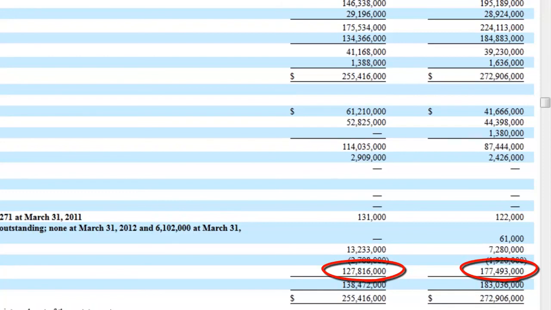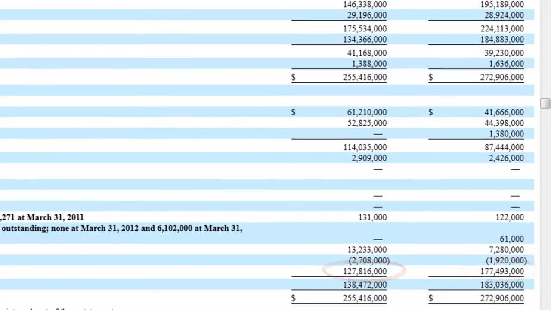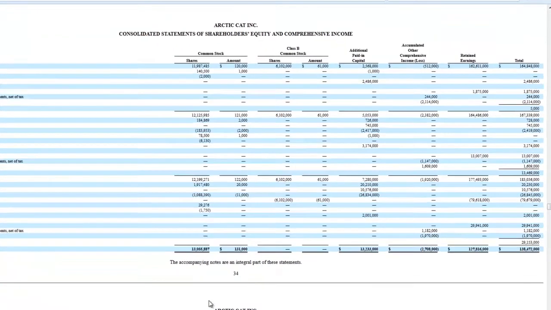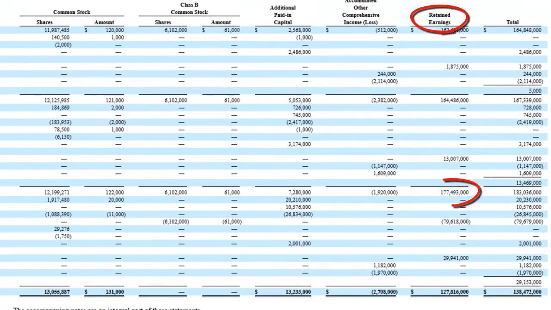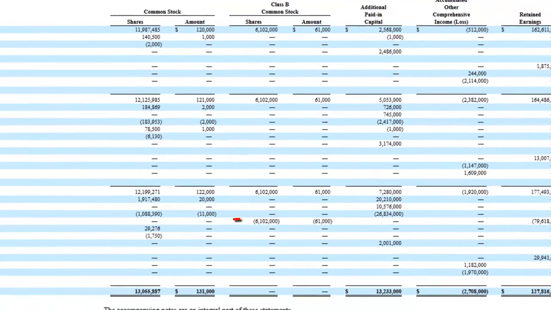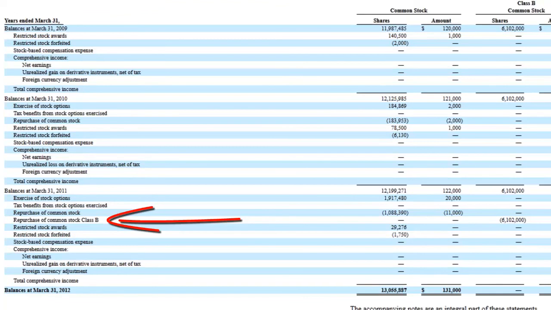In order to find out why, we need to look at another statement which is not discussed in this video, and the statement is called Consolidated Statements of Shareholders' Equity and Comprehensive Income. And let me show you. It is this statement here. And by looking at this statement, we can see how retained earnings went from 177.5 million to 127.8 million. Because the company retained earnings, we can see how they were added to retained earnings. But there was another item that decreased retained earnings by a lot, by 79.6 million, which was the repurchase of Class B shares. And I'm not really sure why they're including the repurchase of shares as a decrease in retained earnings, but it doesn't matter for this video.